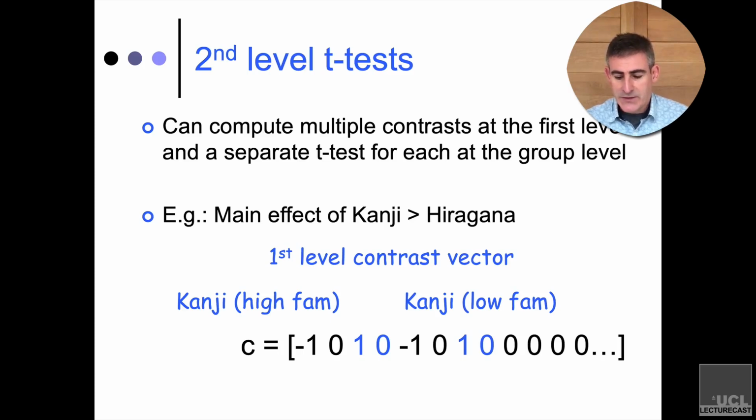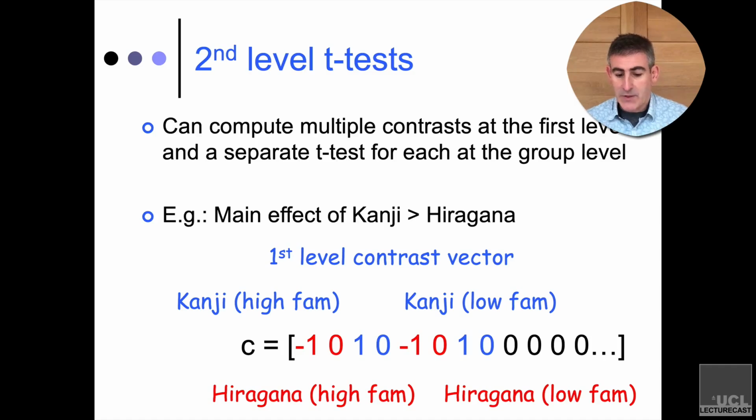So I take the two kanji forms and I want to subtract from those the hiragana, because what I'm interested in is where is kanji more than hiragana. So I'm going to say kanji minus hiragana. If they're the same, you're going to get 0. If kanji is greater than hiragana, then you're going to get an effect. That's what I'm interested in. Okay. So this is the contrast vector.